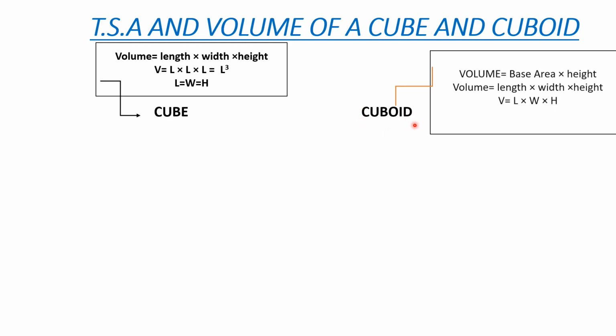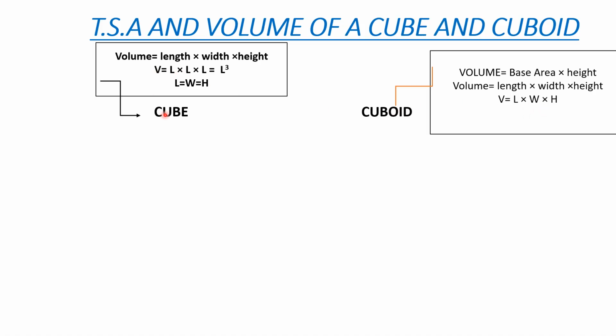Now we will ask, how do we find the space inside the house? How do we find the space inside the box? Here, volume is found by getting the base area times height. But the base of a cuboid is a rectangle, and the area of the rectangle is length times width, then times height. So here we shall say volume is equal to length times width times height for a cuboid.